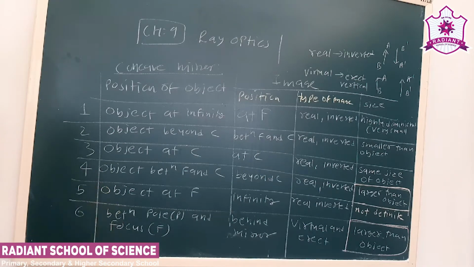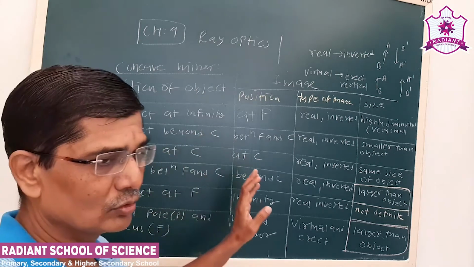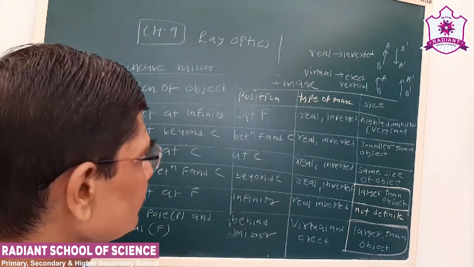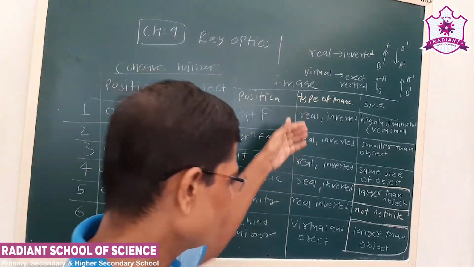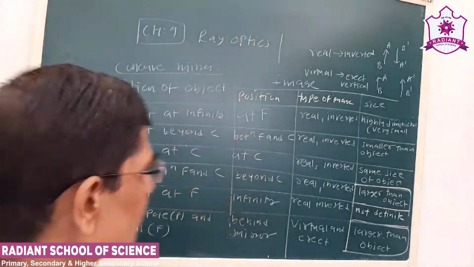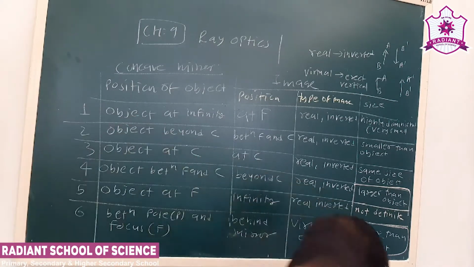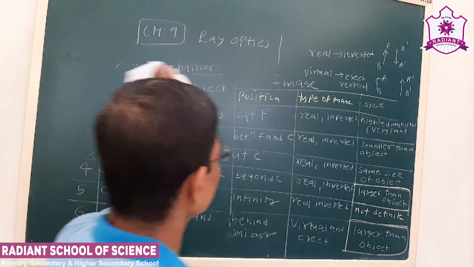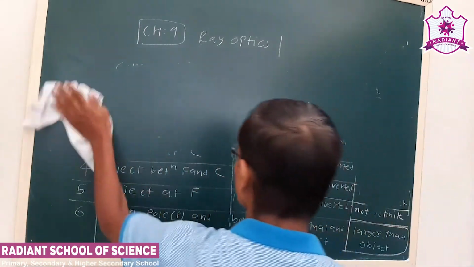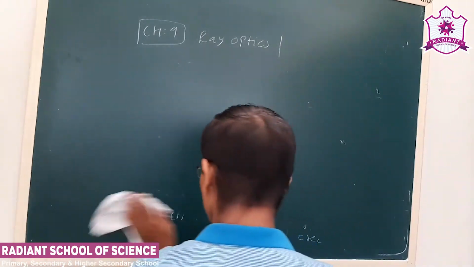So this is about the concave mirror, 6 different positions, and how the images form, where it is either real and inverted or virtual and erect. So this is for the concave mirror. Now see, for the convex mirror, there are only 2 different positions. That also we should discuss, so it will be helpful to you.